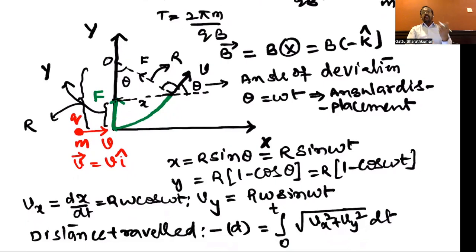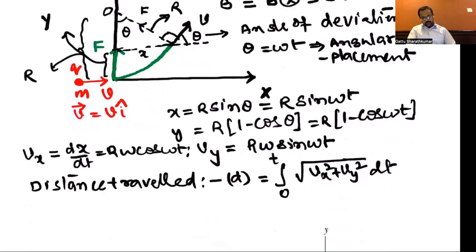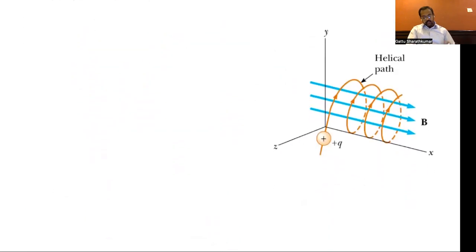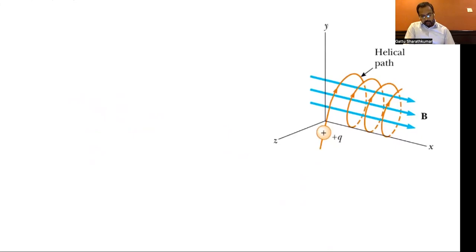Sir, if theta is not 90 degrees, then what will happen? That part also we'll try to see. For theta less than 90 degrees, what exactly will happen? We'll try to understand this.